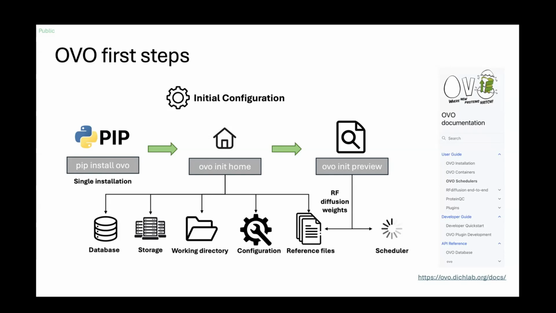Here I put an example: RF diffusion weights, for instance, are downloaded and stored in the configuration directory of Ovo. There are several Ovo init commands. Some of them, for instance, will allow you to test the main features of the application. In this case, the Ovo init preview will run the RF diffusion pipeline for the first time and will help to set up the scheduler. As we will see later, Ovo supports different schedulers, namely PBS, Slurm HPC, AWS Cloud, and also a local scheduler for running it on your own laptop.